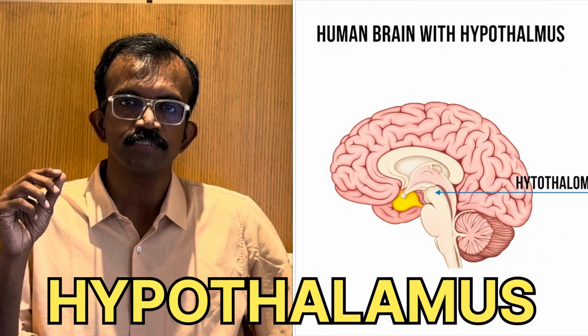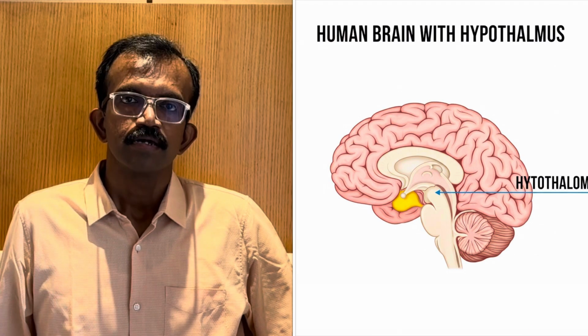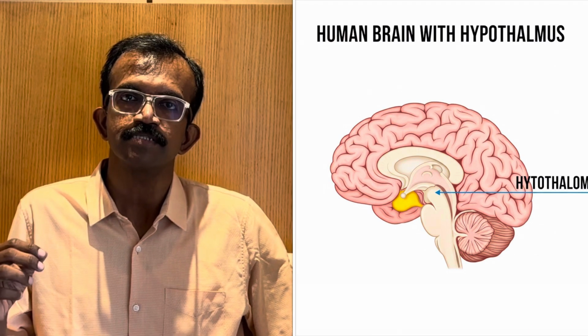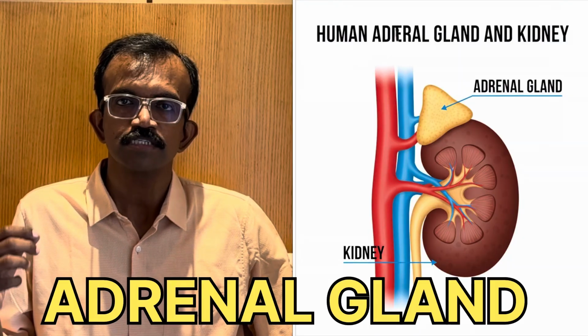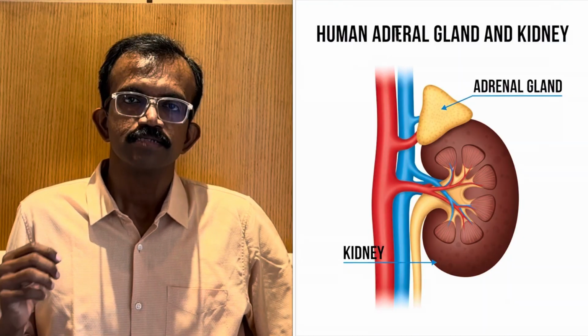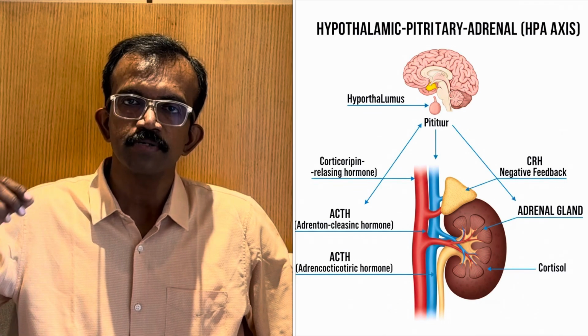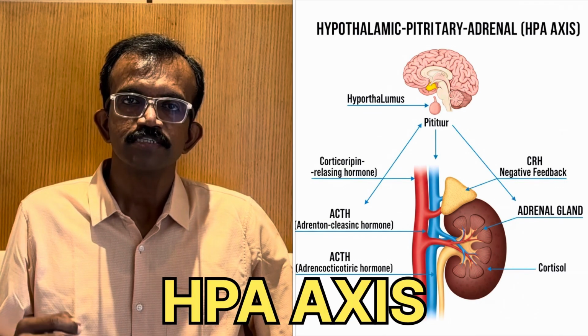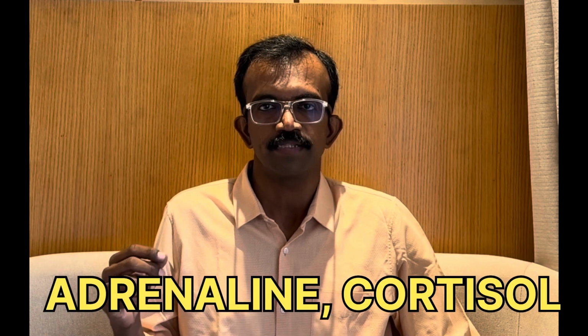So how does the sympathetic nervous system function in times of stress? We all have a tiny but important gland called the hypothalamus which is located below our brain. In times of stress, the hypothalamus activates another endocrine gland in our body called the adrenal gland, which is located on top of our kidneys. This is called the hypothalamic pituitary adrenal axis, otherwise called the HPA axis. Basically, activation of the HPA axis results in secretion of stress hormones like adrenaline and cortisol by the adrenal glands.